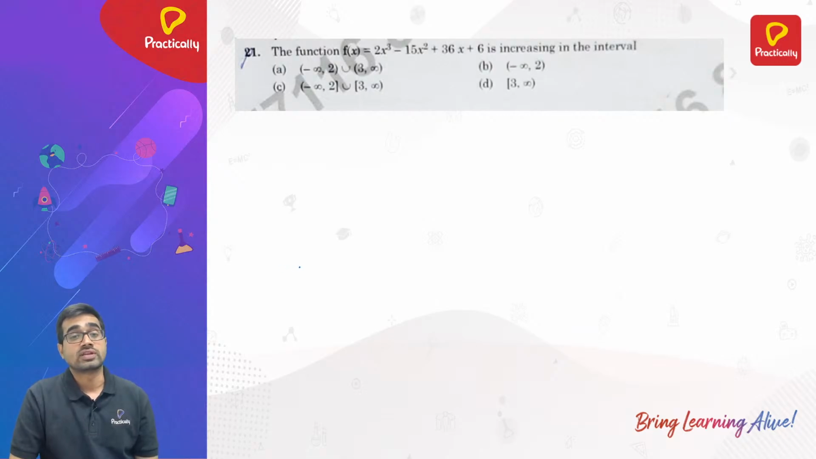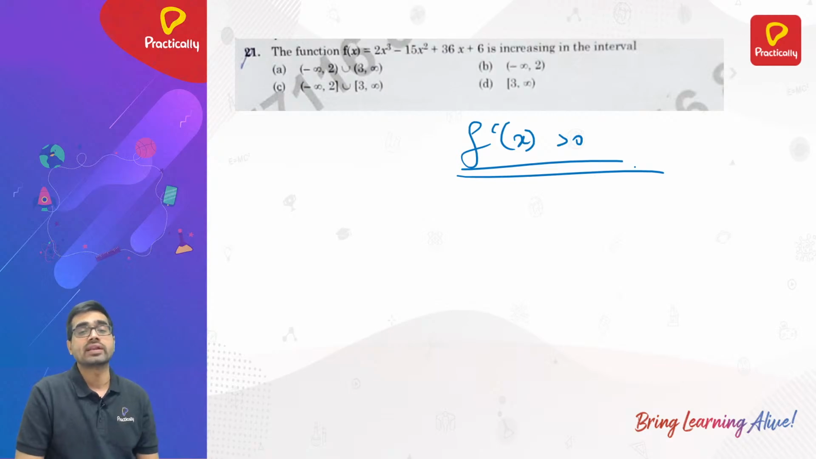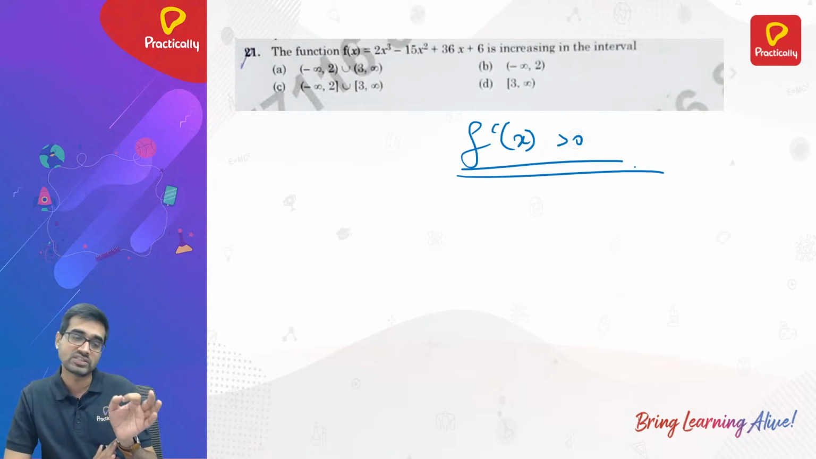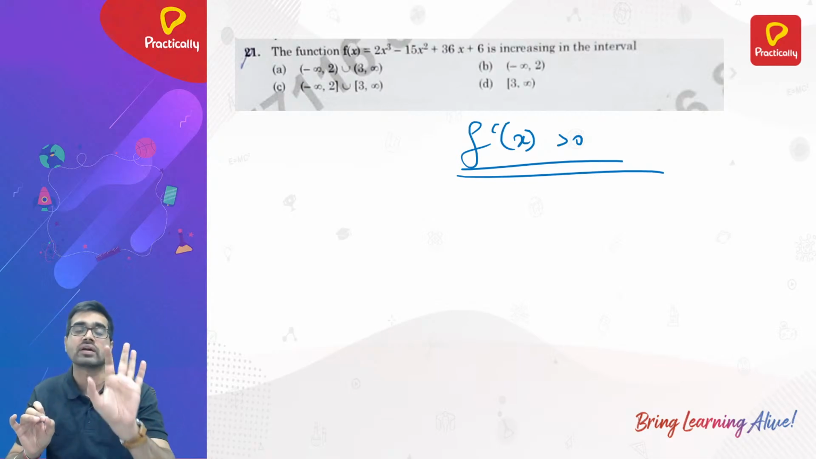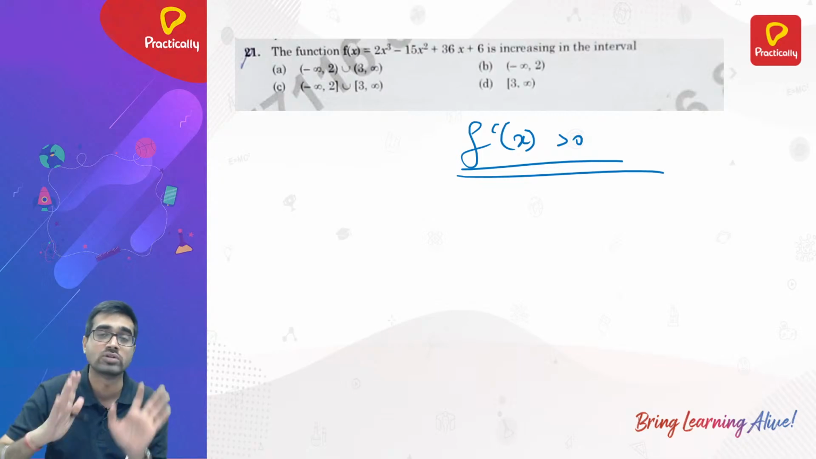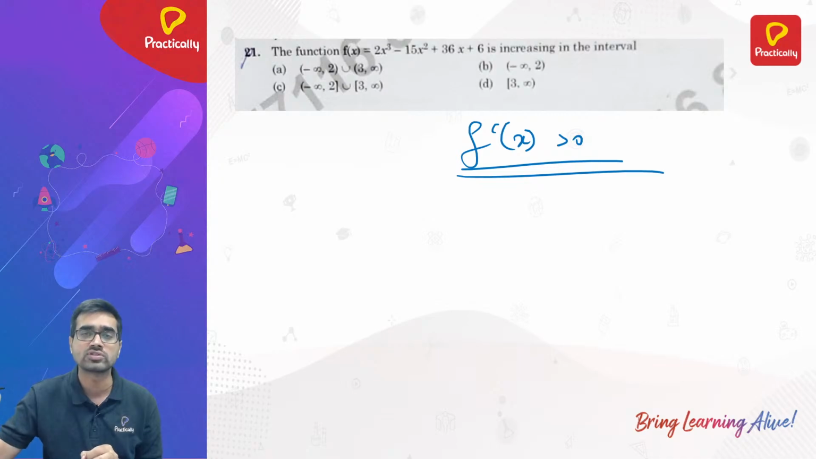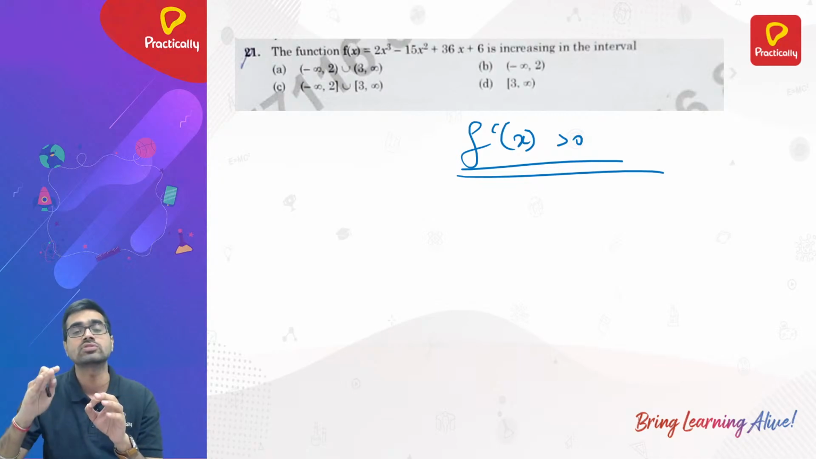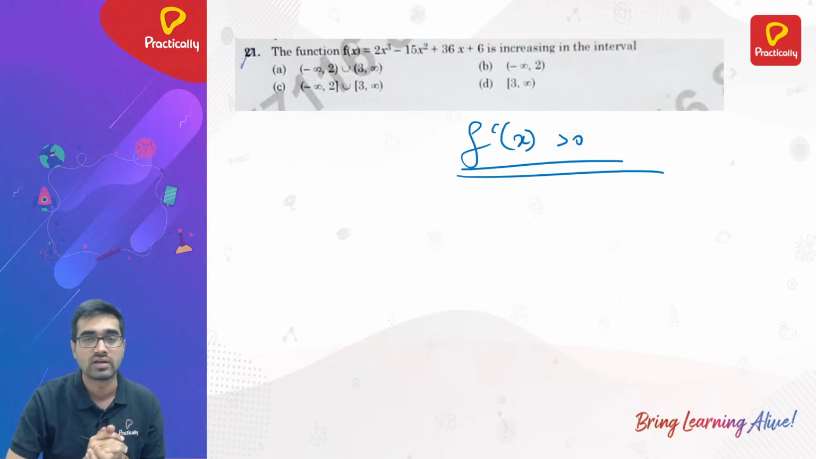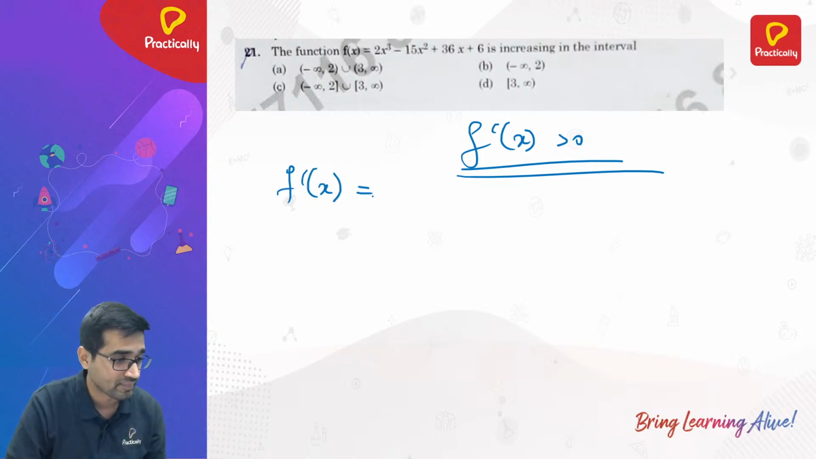This is another question. Any function is increasing if f dash x is positive in that region. Again, you have to differentiate the function, find the critical points, use the wavy curve method and find where the values are positive. Three-step process. Differentiate it, equate it to 0, find the critical points, and then use the wavy curve to find where it is positive. Simple. Let's begin. Let's write f dash x directly.